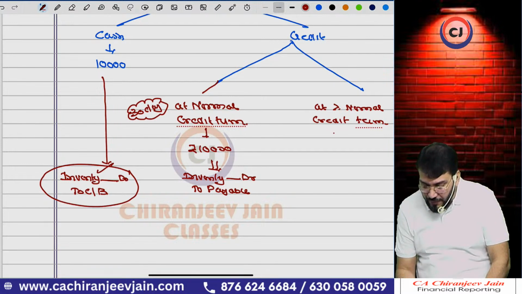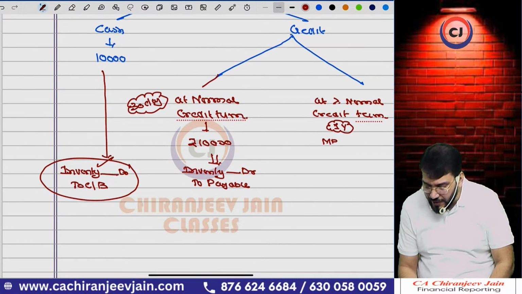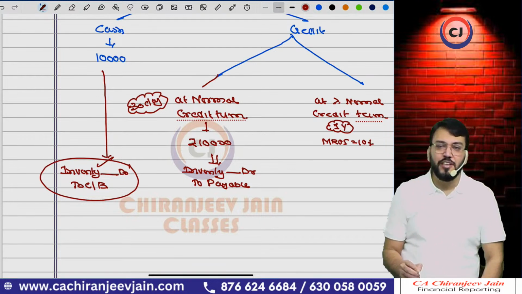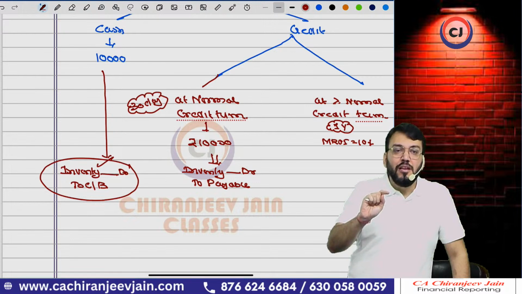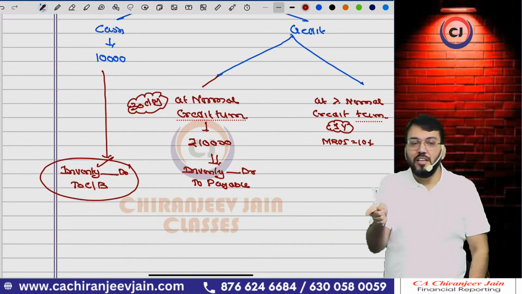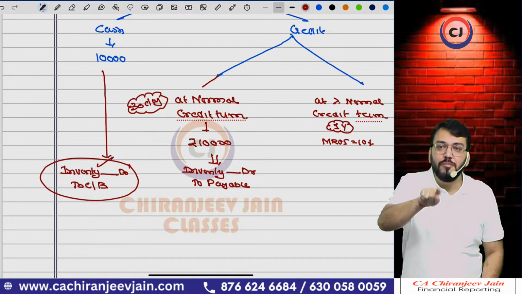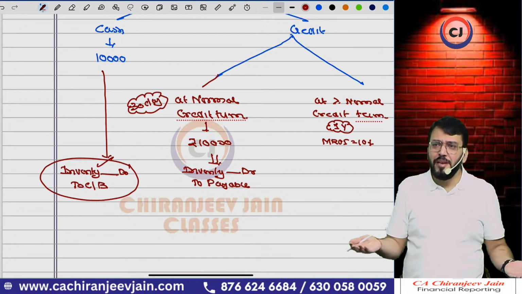Suppose you have been given a credit of 1 year, and suppose the market rate of interest, let us assume, is 10%. So the seller will charge 10%. Seller will recover 10,000 plus 10%, so 1,000 will be added.